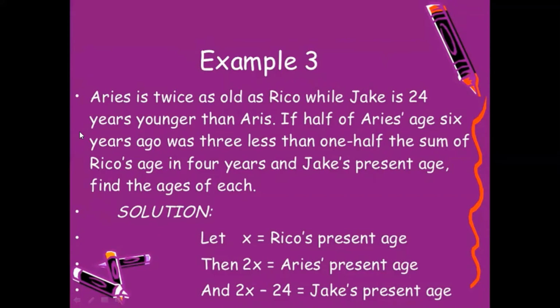So if half Aries' age 6 years ago was three less than one half of the sum of Rico's age, so that's... Is that? Oh, 24 years younger. Okay, so it'd be 2x minus 24 for Jake.